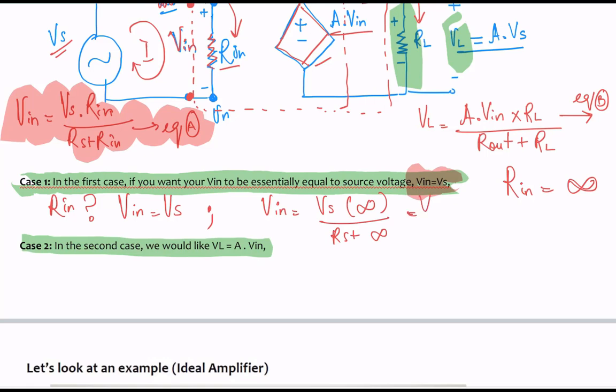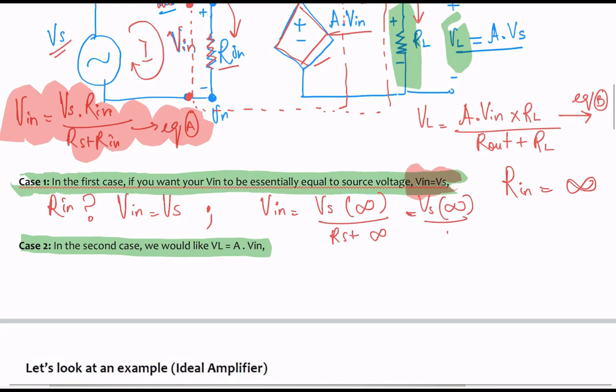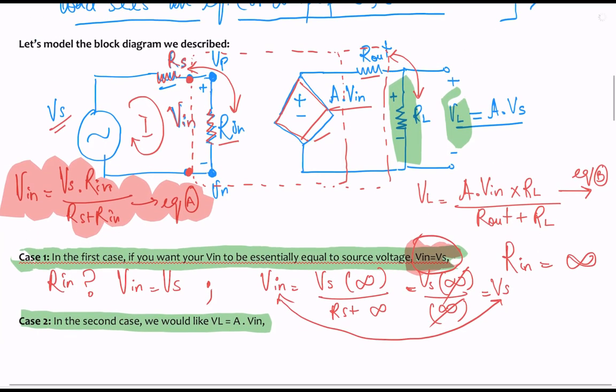Now here in the denominator you will have Vs infinity, and then Rs plus infinity is going to be infinity. Infinity and infinity cancel out, and you get Vs. So your Vn is equal to Vs, and that's what we were striving for over here, correct? Okay, awesome. So in an ideal amplifier, we want this resistance to be very high. If this resistance is very high, it means this voltage and this voltage will be the same.